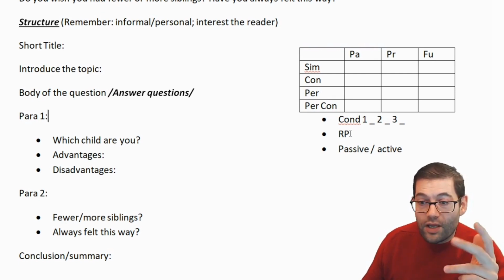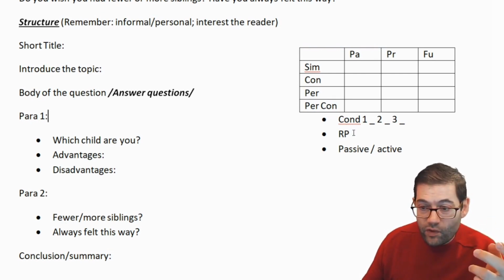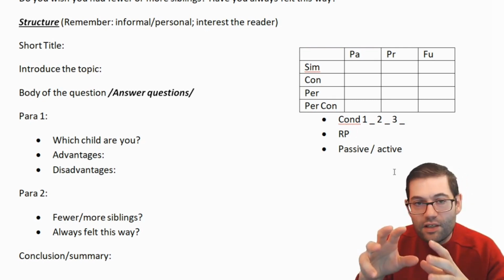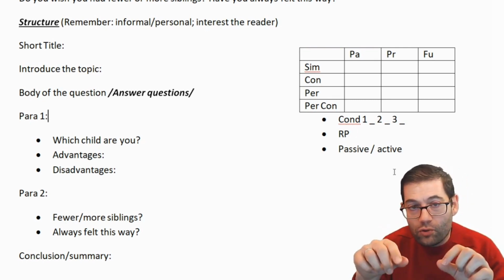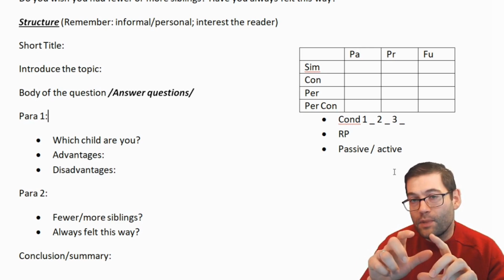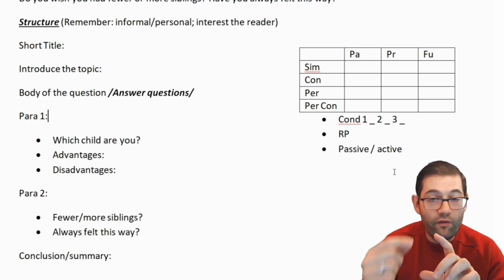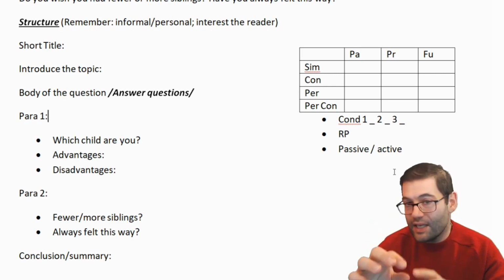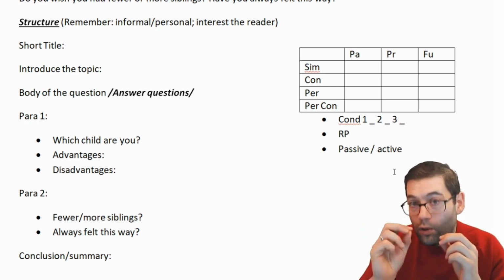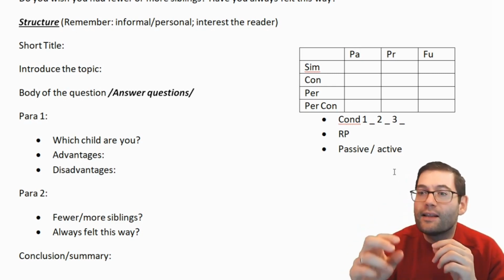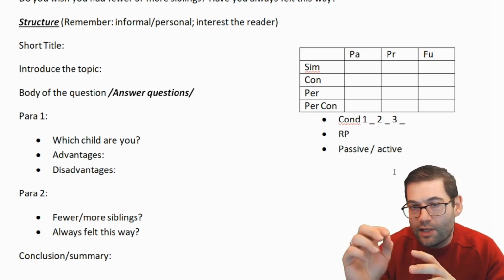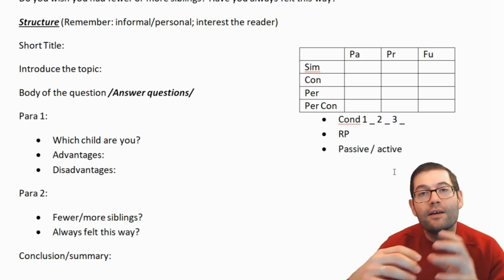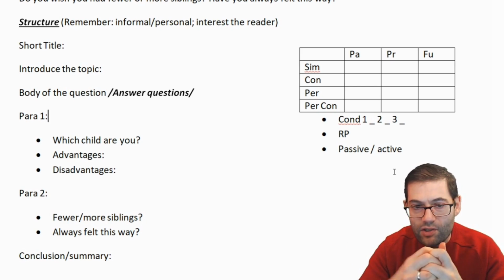Conditional 1, 2 and 3, relative pronouns, relative clauses, passive, active. So this is a very small guide to, when you fill it in, it shows you the range of grammar that you've included. And I'm not saying you have to include all of this. I'm just saying that this is good to have, and make sure that you tick in as many boxes as you can to show that you've covered a wide range of grammar.